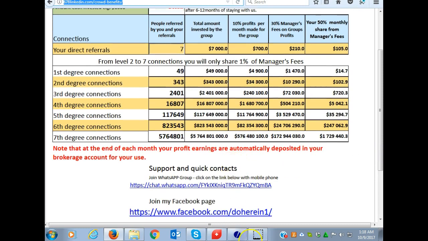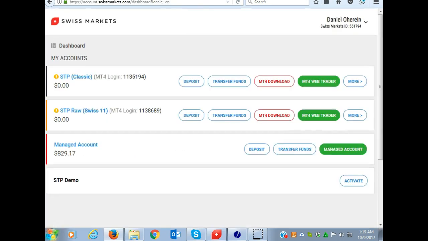Let me explain one more thing here. Note that at the end of each month, your profit earnings are automatically deposited in your brokerage account for your use. So each of these earnings, how much you earn, is deposited in your brokerage account. I want to quickly show you how you can find this money at the end of each month. Let's go back to Swiss Market, for example. Let me see the dashboard of Swiss Market.